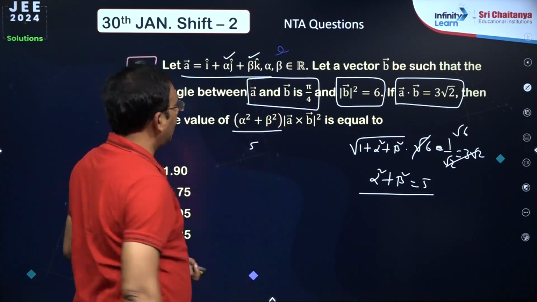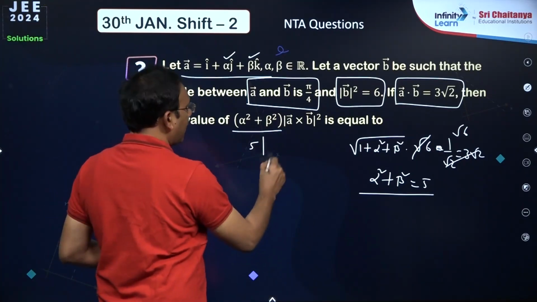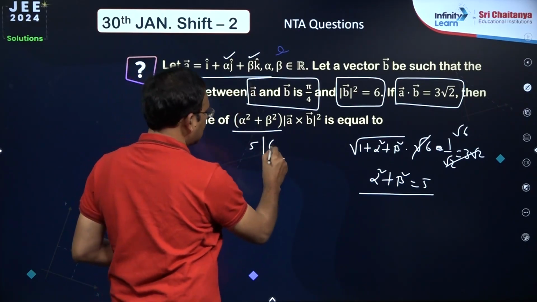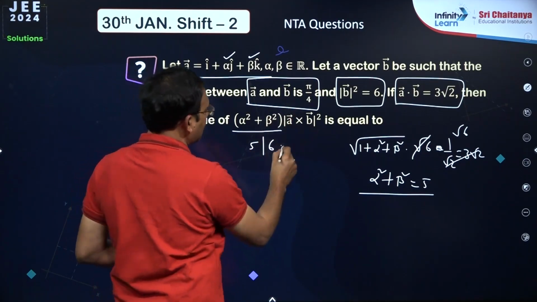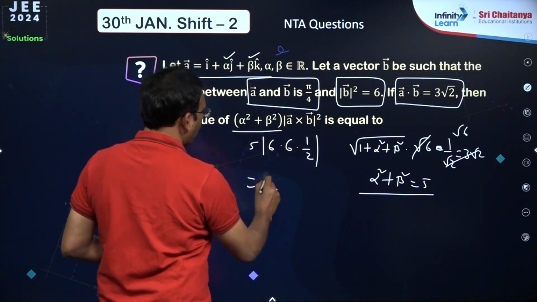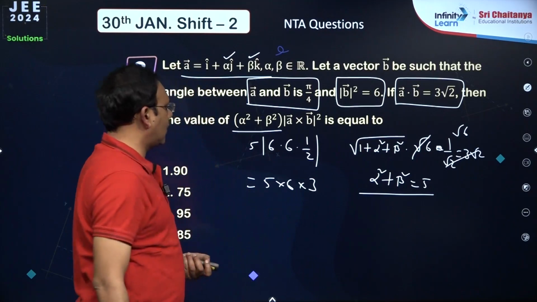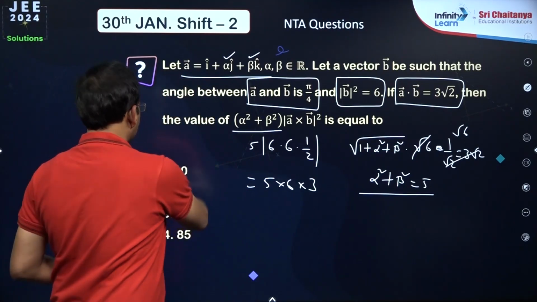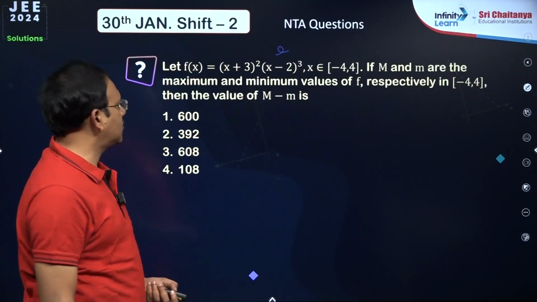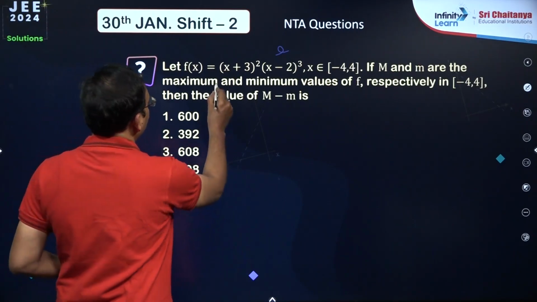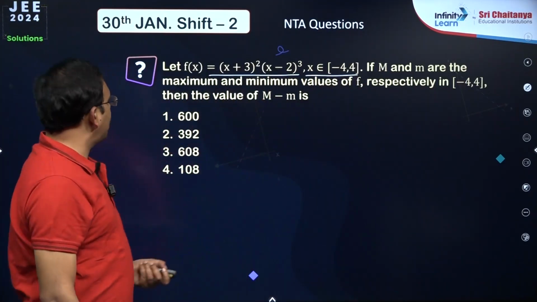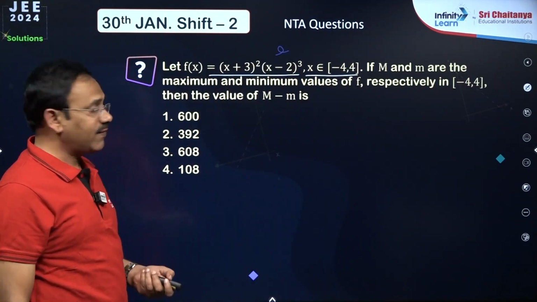Magnitude of a cross b whole square will become magnitude of a square, which is alpha square plus beta square plus 1, which is 6, into magnitude of b square, which is already 6, into sine square theta. So 1 by 2 it is going to be. So 5 into 6 into 3. Okay. So 90 is going to be the answer, dear students. A simple vectors question is given here. The same calculation is done here, dear students. The next one, f of x is the function given here. Over the interval minus 4 to 4, capital M and small m be the maximum and minimum values of the function in the interval minus 4 to 4.